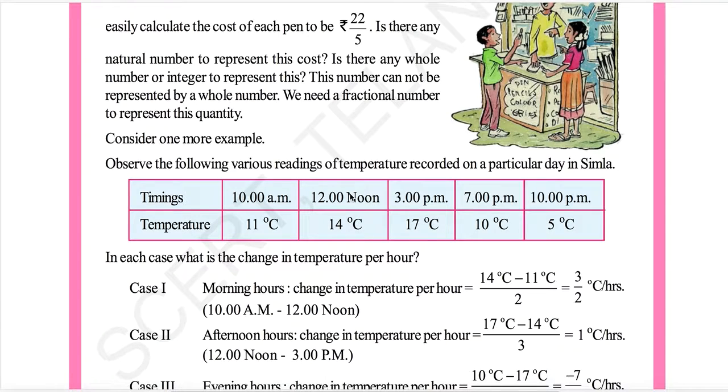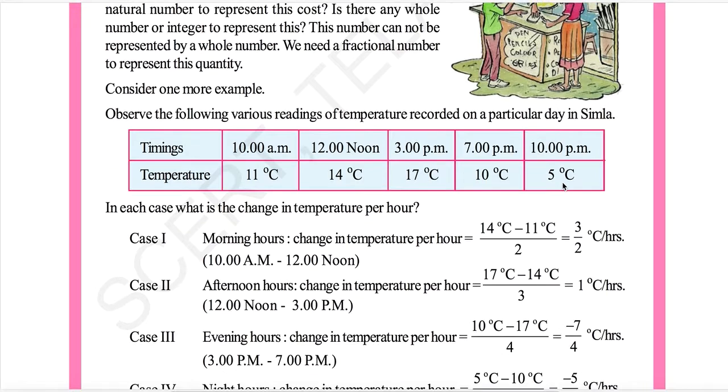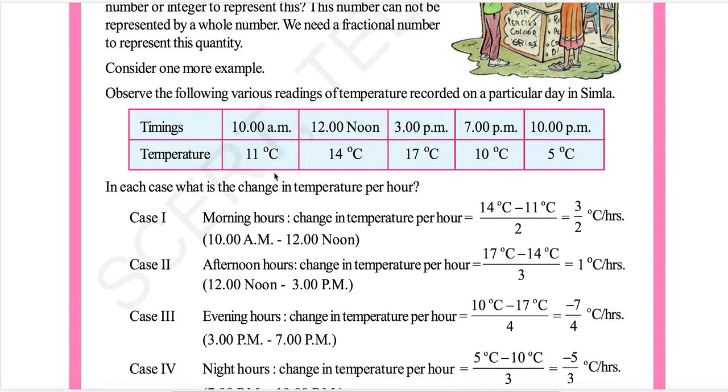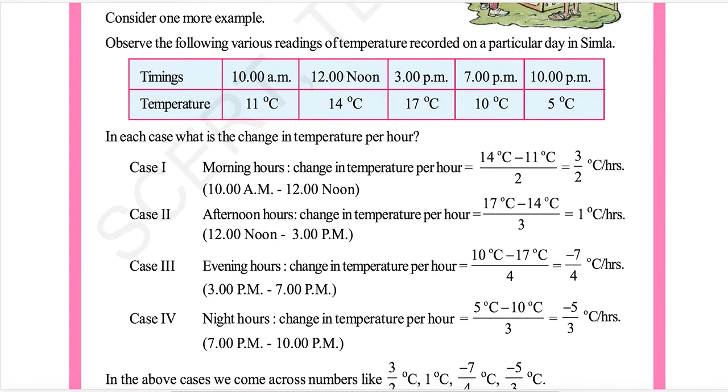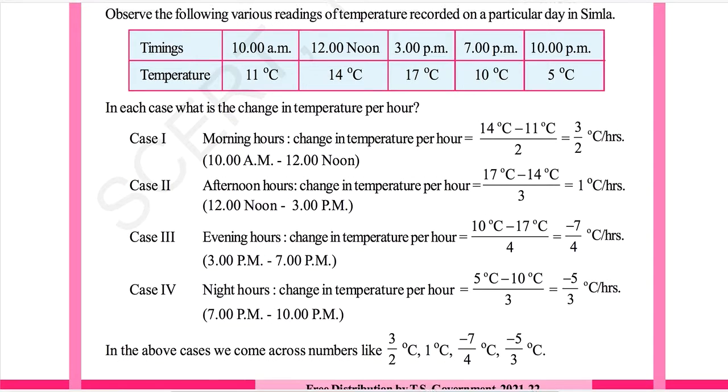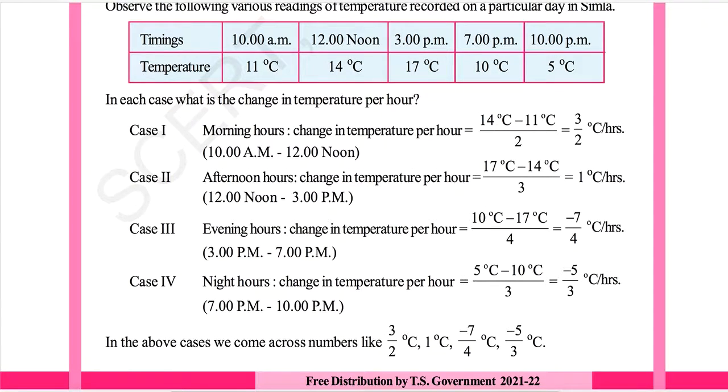Observe the following various readings of temperature recorded on a particular day in Simla. At 11 a.m. it is 11 degrees, at 12 noon it is 14, at 3 p.m. it is 17 degrees, at 7 p.m. 10 degrees, at 5 p.m. 5 degrees. In each case, what is the change in the temperature per hour?